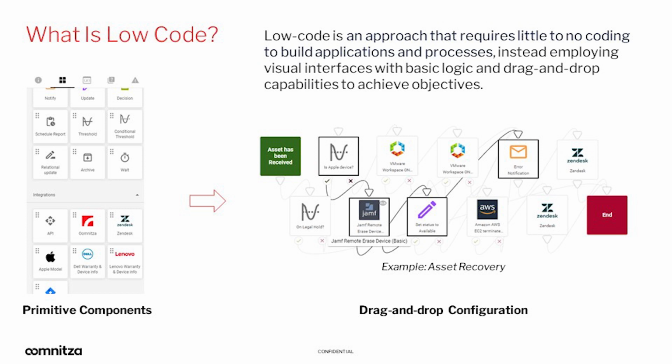So here is just a pictorial example of how we might perform asset recovery. When a device comes back into my organization, it's received on, say, the loading dock, I can identify whether the device was on legal hold, make some decisions about the type of device, and then invoke the respective systems management tools to take actions, perhaps erasing a device with Jamf if it's an Apple device, or erasing or locking a device if it's a Windows device with VMware's Workspace ONE or Intune or something else, right? I can also do the same kinds of things in AWS.